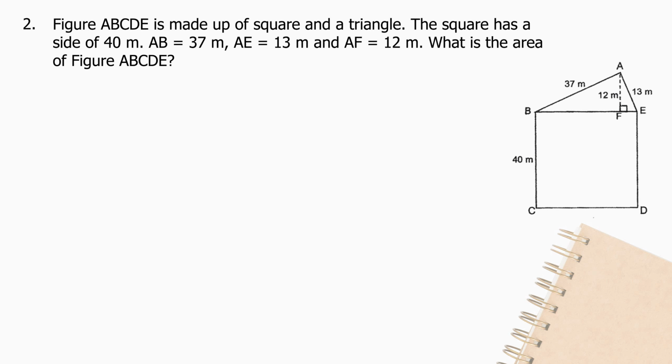Question 2. Figure ABCDE is made up of a square and a triangle. The square has a side of 40 meters. AB is equal to 37 meters. AE is equal to 13 meters, and AF is equal to 12 meters. What is the area of figure ABCDE?